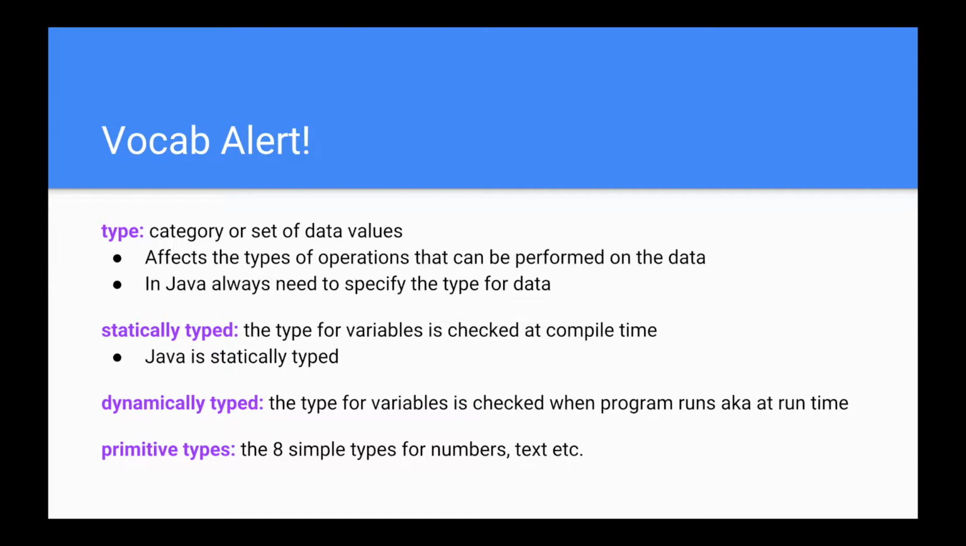And then dynamically typed is when the types of the variables are checked when the program actually runs, or at runtime. For example, Python is dynamically typed. And then primitive types are the 8 simple types for numbers, text, etc.